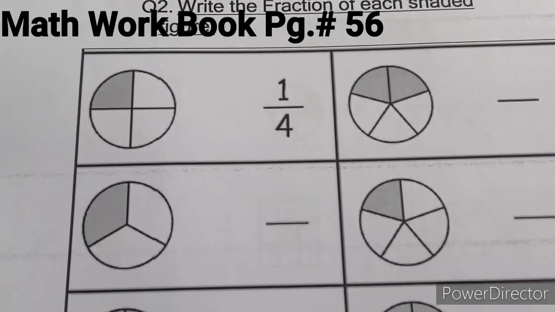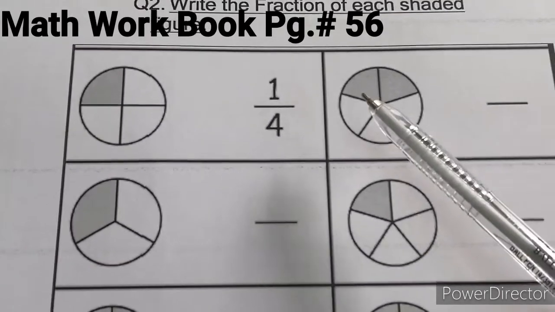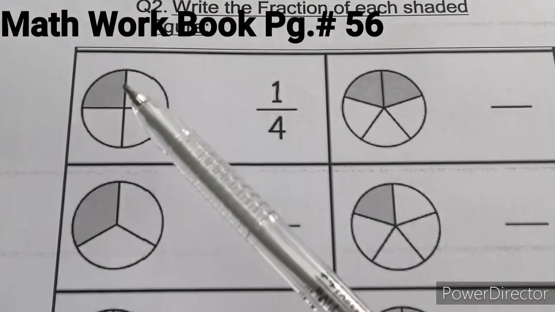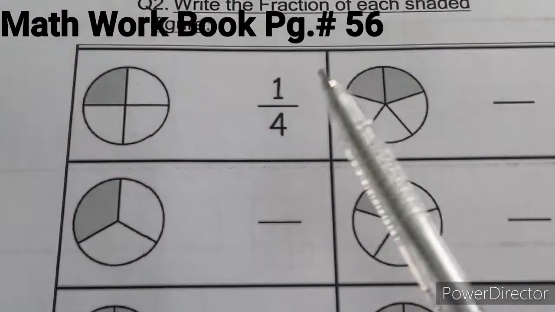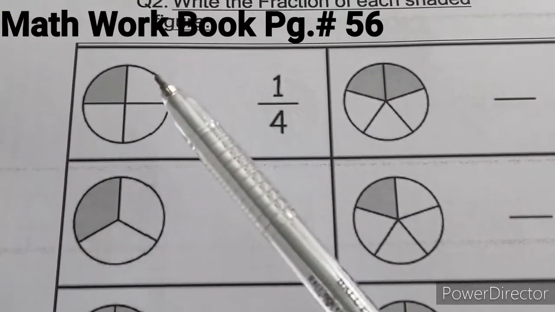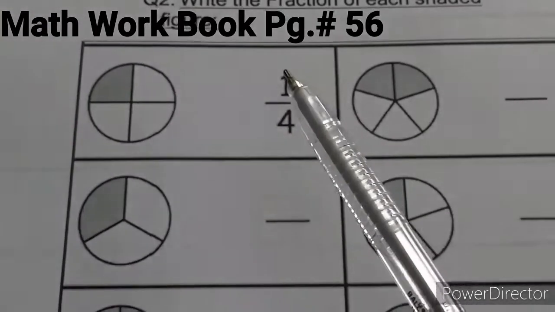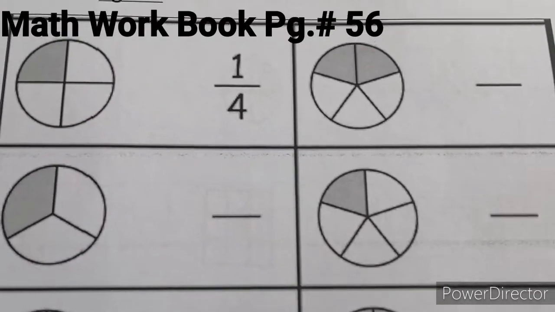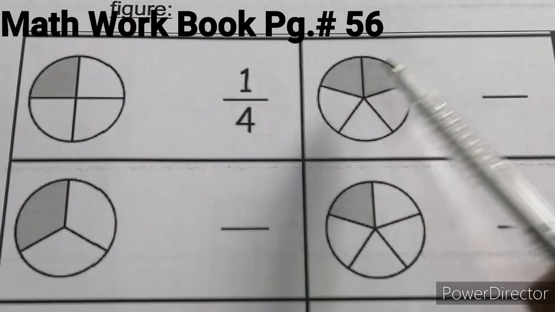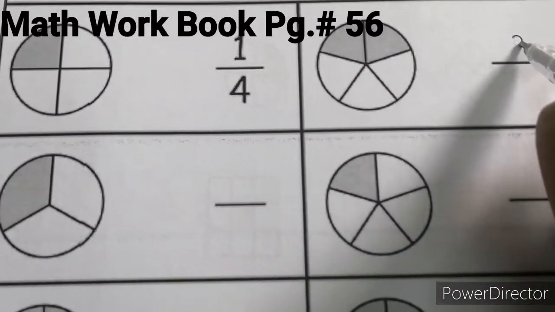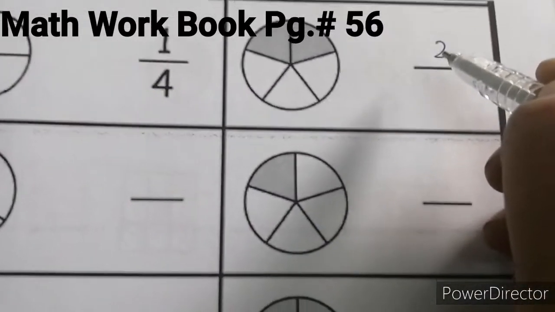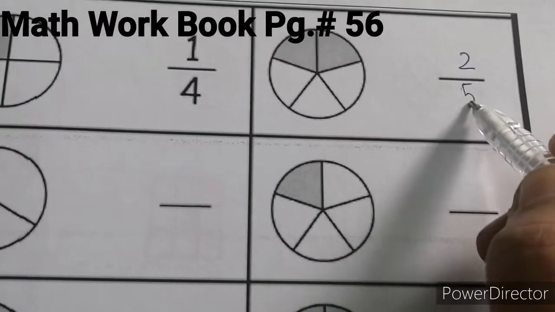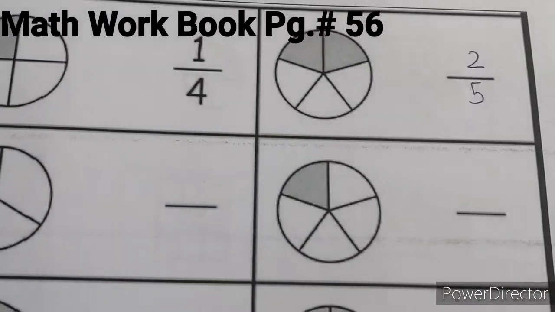Let's start doing it. See this side. First one is done for us, 1/4. It is an example. One portion is shaded, so 1 on the top and there are totally 4 parts. So that is the denominator, 1/4. Now let's do the second one. How many are shaded here? 2. And how many total do we have? 5. So the fraction is 2/5.